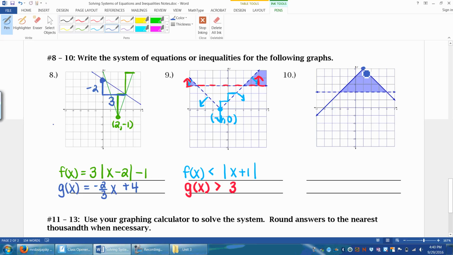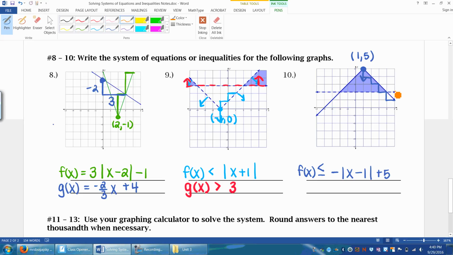Last one, the absolute value. The vertex is at 1, 5. To move to the right 1, I'm going to do x minus 1 in the absolute value. Up 5 is plus 5. It's a solid line, so I'm going to put an equal to symbol. It's shaded below the vertex, so it's a less than symbol. And my multiplier is 1, but it is reflected, and so there's an invisible -1 out in front of the absolute value symbol.